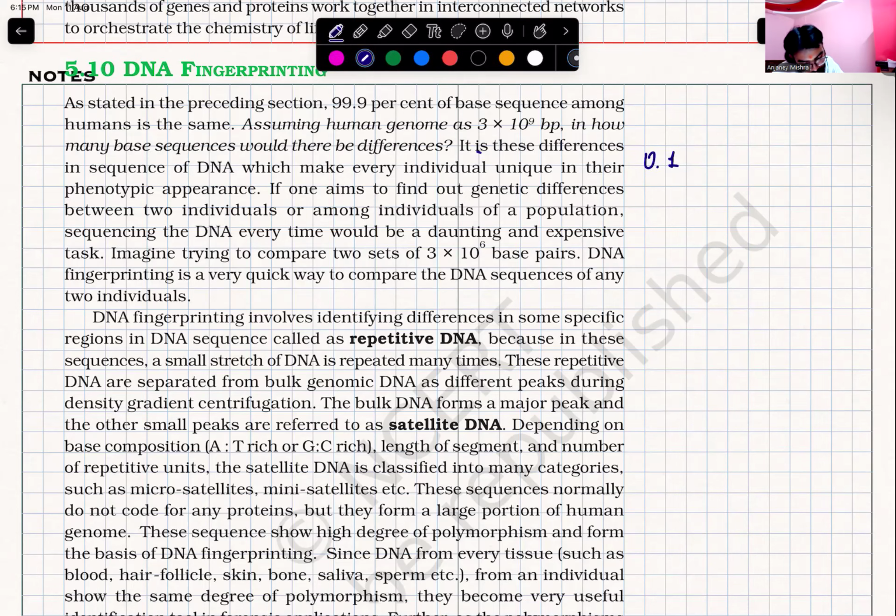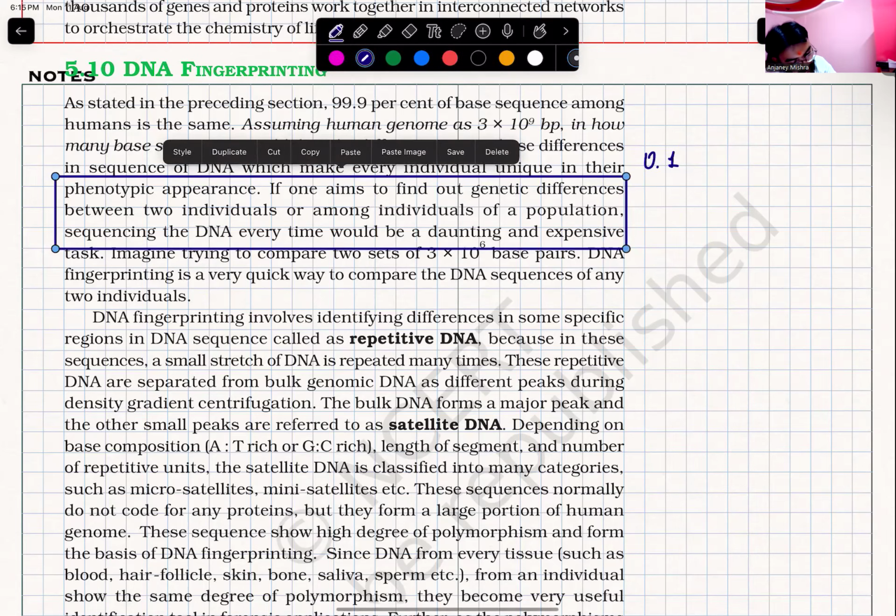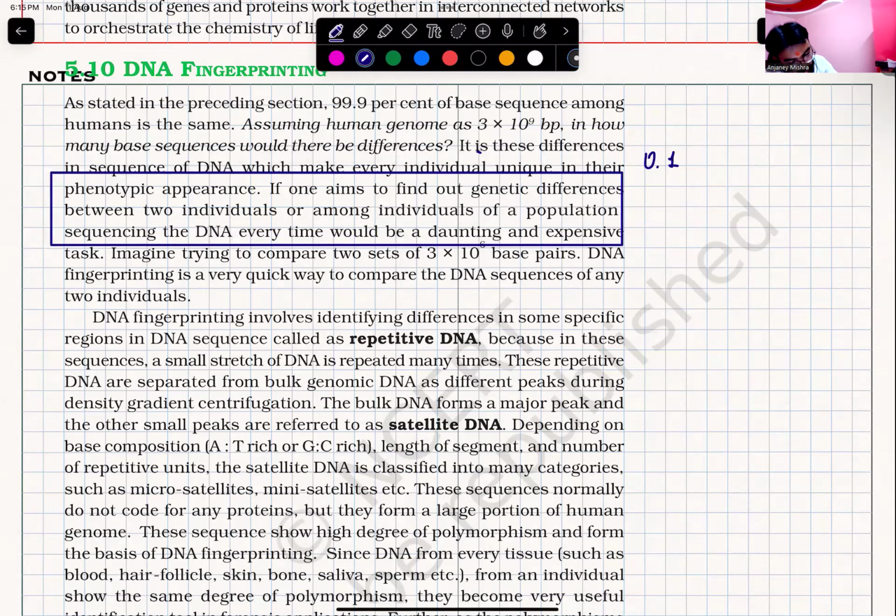If one aims to find out genetic differences between two individuals or among individuals of a population, sequencing the DNA would be a very daunting and expensive procedure. This line is very important. I cannot sequence the whole DNA again and again. Even if I am studying only 3 into 10 to the power 6 base pairs, that is still a very large number. You cannot sequence the whole thing and read where it is right and where it is wrong. Is that okay?